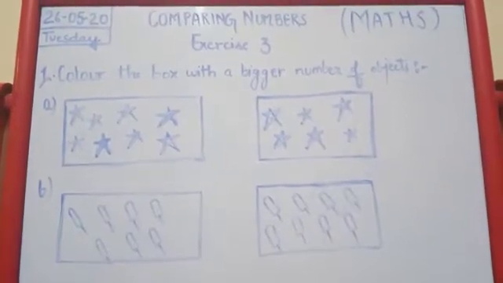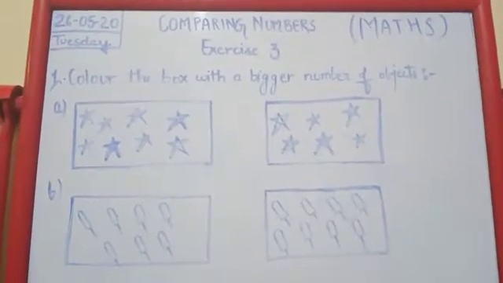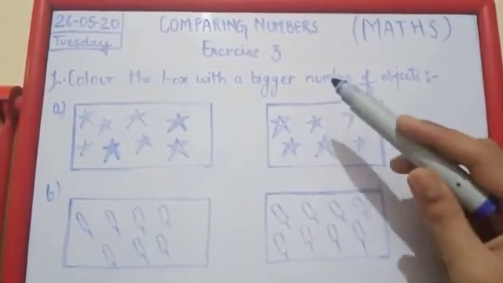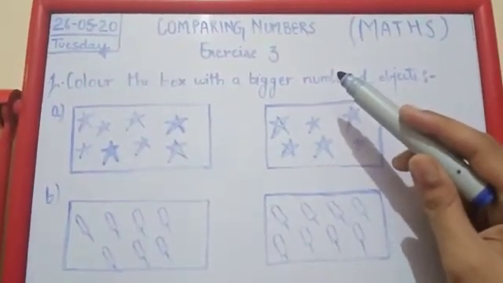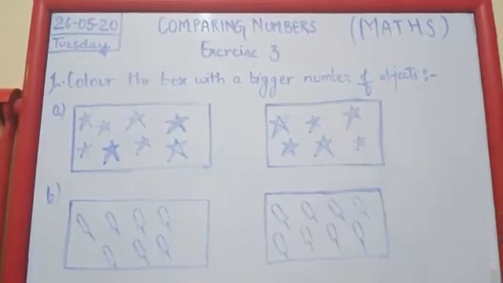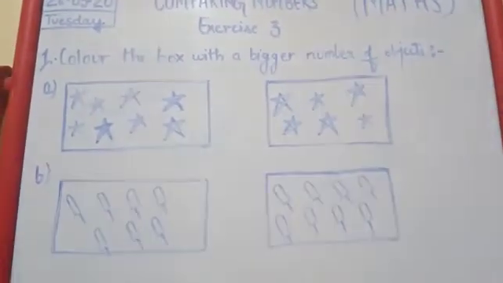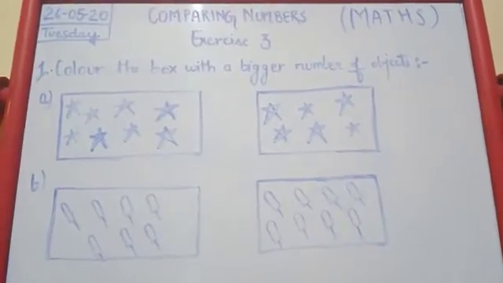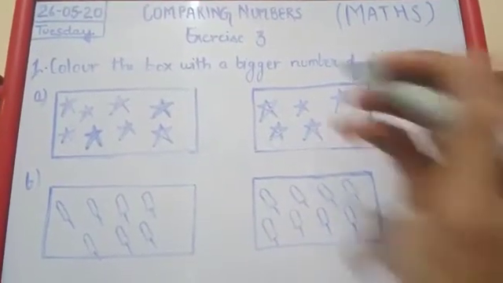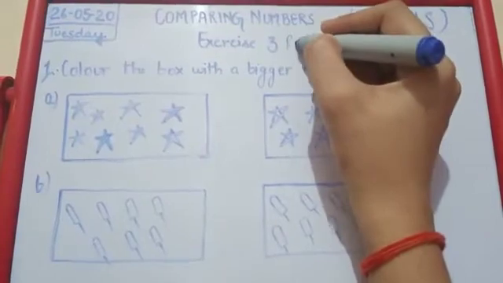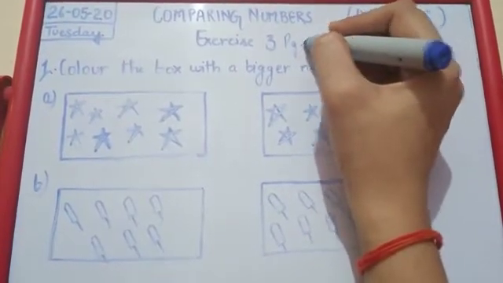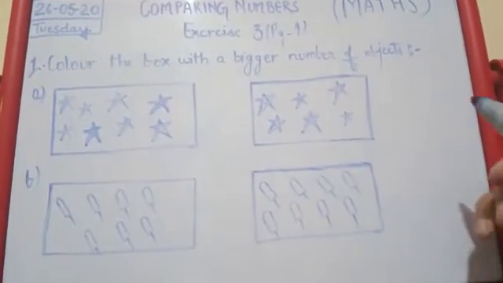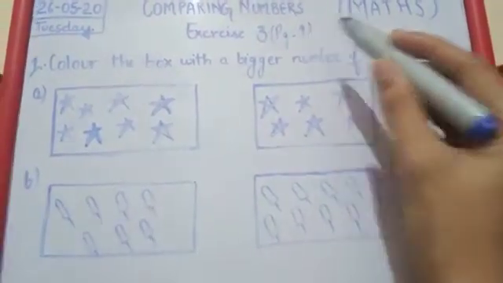Today we are going to learn about comparing numbers, and we are going to do exercise 3 in our book. So, children, all of you open your maths book and open page number 9, that is exercise 3, and today we will do this exercise. All of you open your book, page number 9.